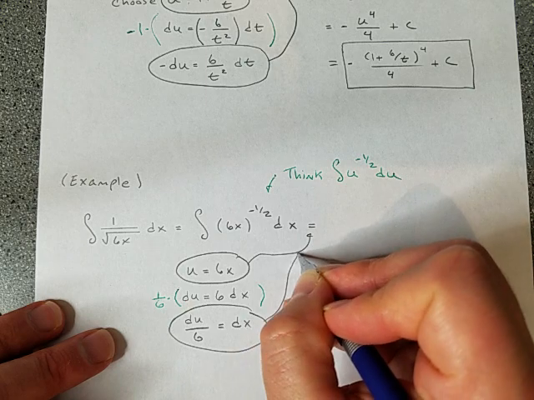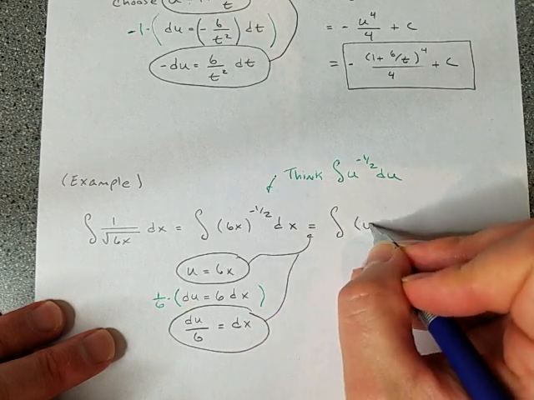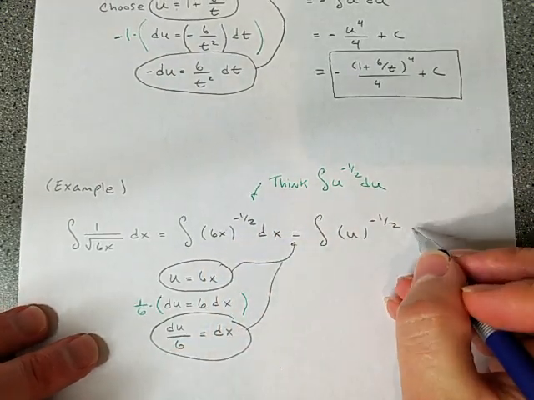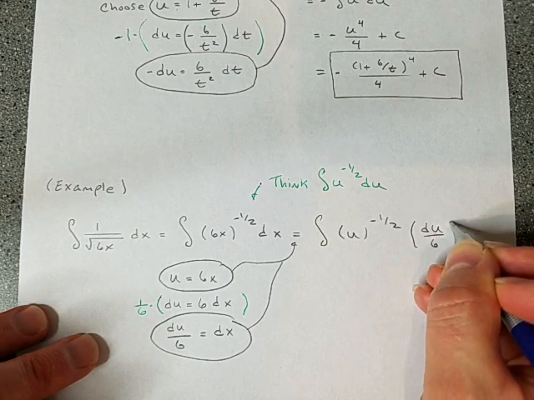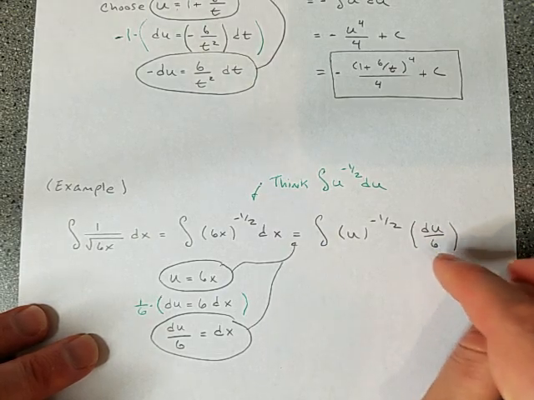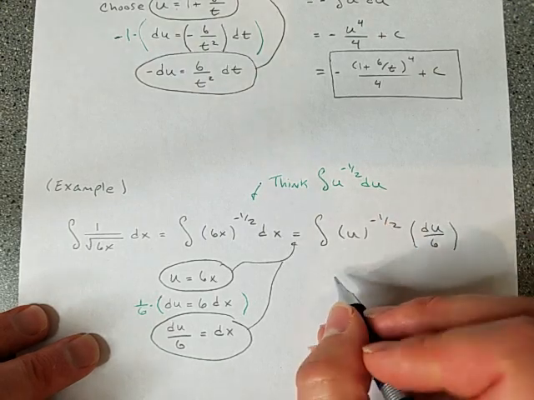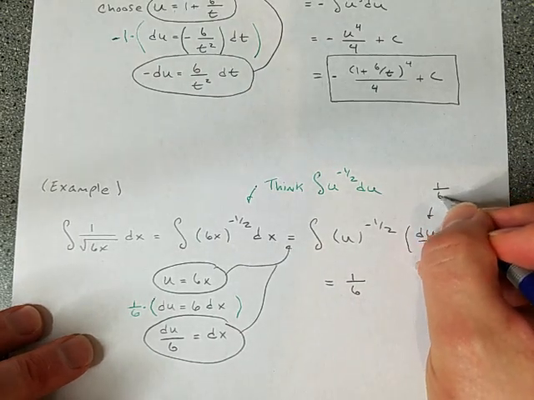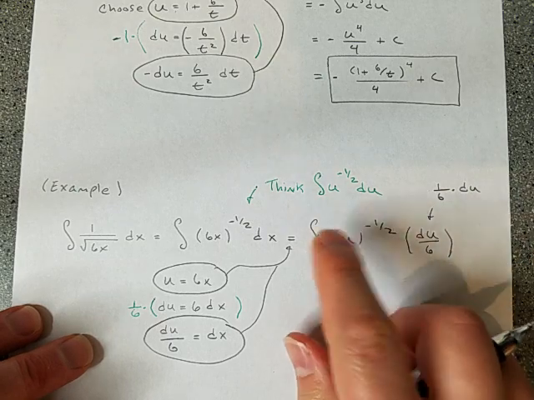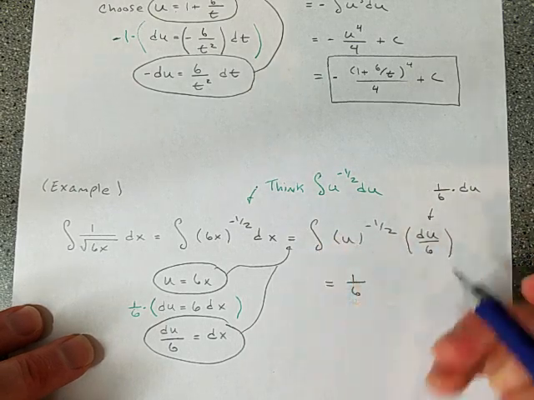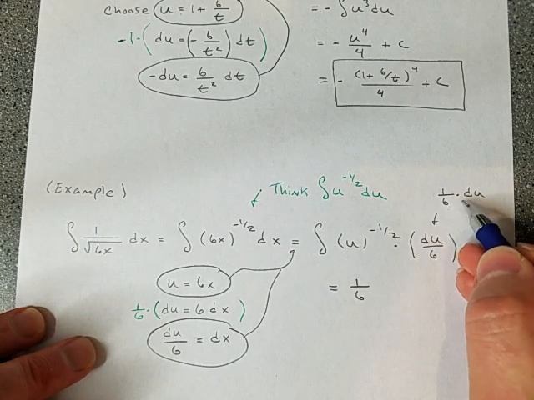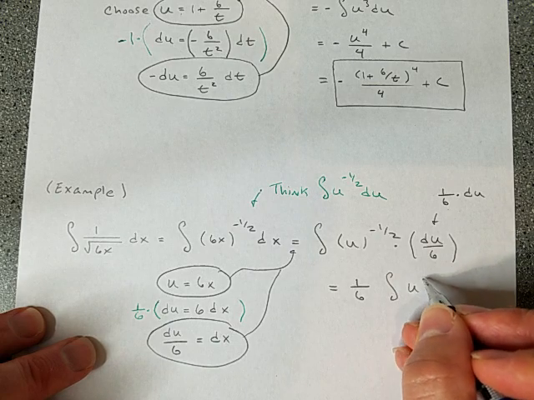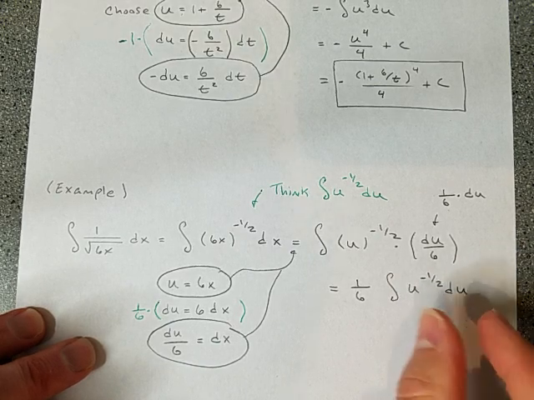All right, so here goes. Right here, we will get u to the minus 1/2 power. And then dx is going to be du over 6. What about that over 6 part? That's a 1 over 6, so we can factor out a 1 over 6. This is like u to the minus 1/2 power times 1 over 6 times du. We can factor out the 1 over 6. That's one of the things we're allowed to do. And so we get this. And that problem we can work.